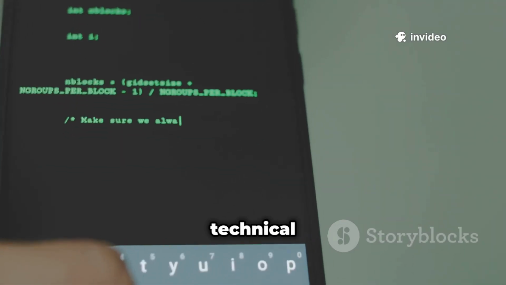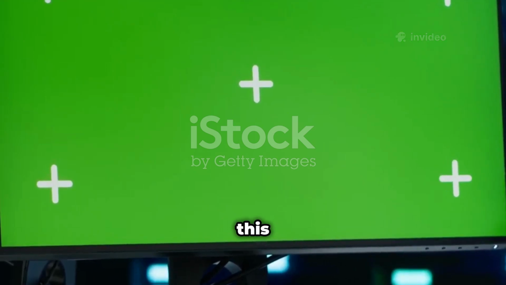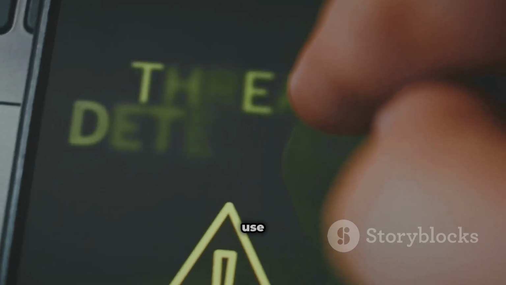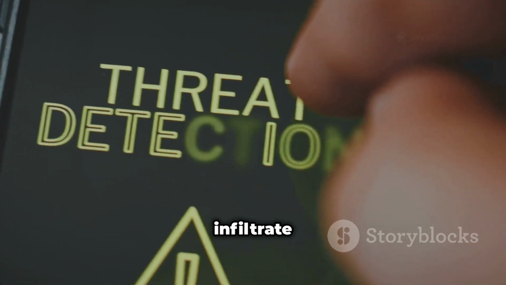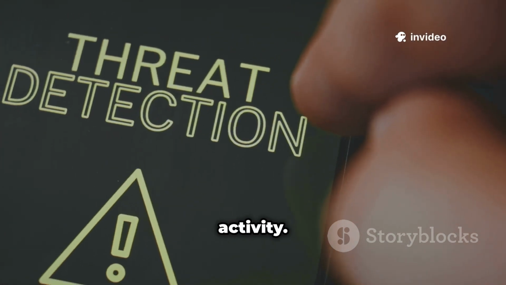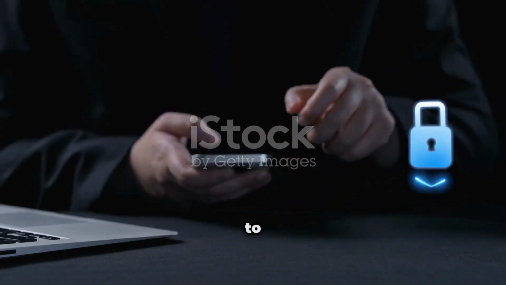Before we dive into the technical breakdown of how these packets are intercepted and mirrored, I must state that this video is for educational purposes only. We do not advise anyone to use the information in this video to infiltrate someone's privacy or engage in any unauthorized activity. Stay ethical and use this knowledge to protect yourself, not to harm others.